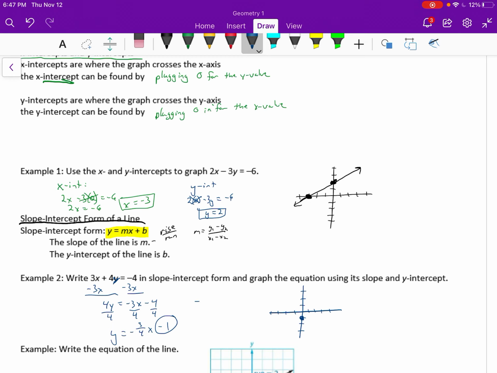So negative 3/4, this is important to know. This could mean negative 3 over 4, or it could be 3 over negative 4. It cannot, it does not equal negative 3 over negative 4. That's a big no-no. So let's stick with this one. We can go up 3, 1, 2, 3, and left 4 would put a point there. We could go down 3 and right 4, which would put a point about there, and that would be the graph of that line.